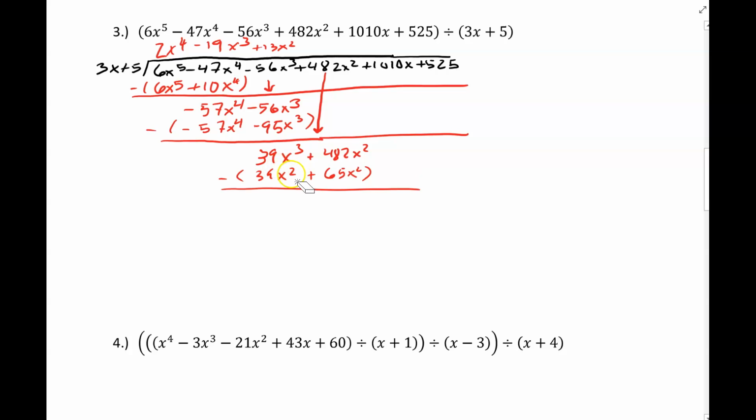39x cubed minus 39x cubed is 0. And then 482x squared minus 65x squared is 417x squared. We'll bring the next one down.